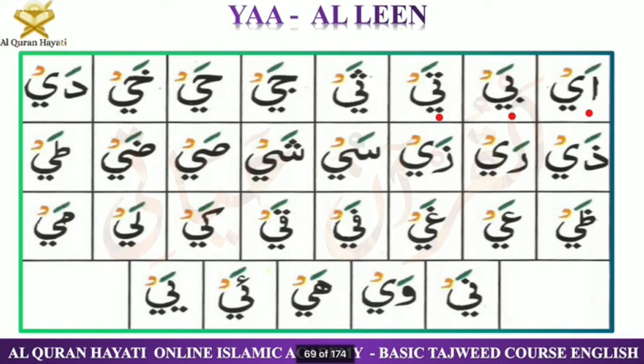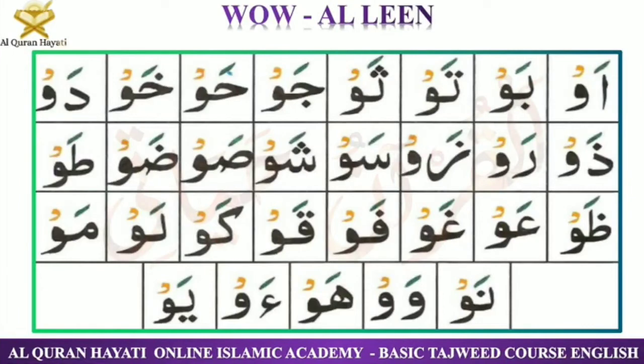Ay, bay, tay, thay, jay, hay, khoy. Day, they, roy, zay, say, shay, soy, doy, toy, voy. Ay, goy, fay, qoy, kay, lay, may, nay, way, hay, ay, yay. Okay, ya should be first pronounced with the tongue, yay. Okay, alhamdulillah. That is all about Yalin. It is very easy. Don't stretch for more than one haraka, inshallah, and it should not be less than one haraka also. Alhamdulillah. Now inshallah, let's see Wawlin.